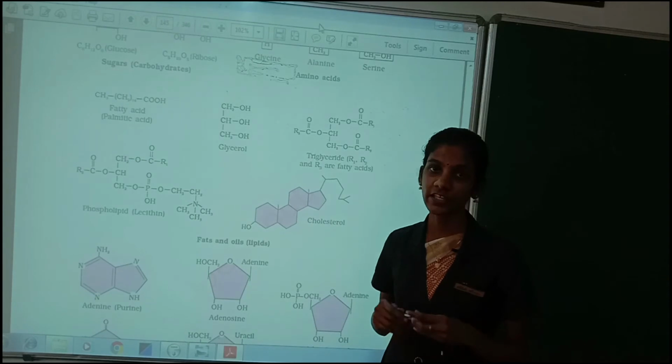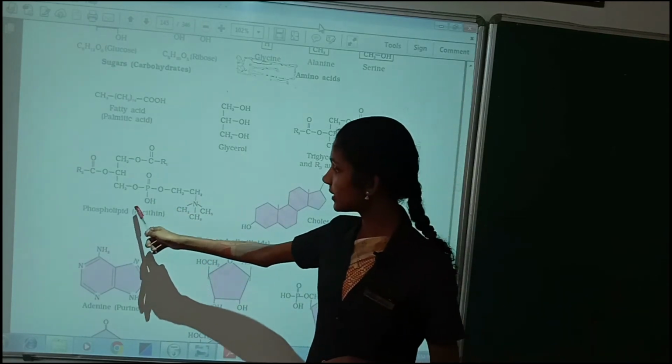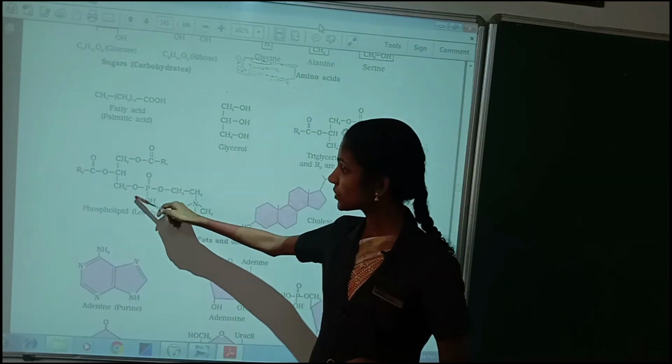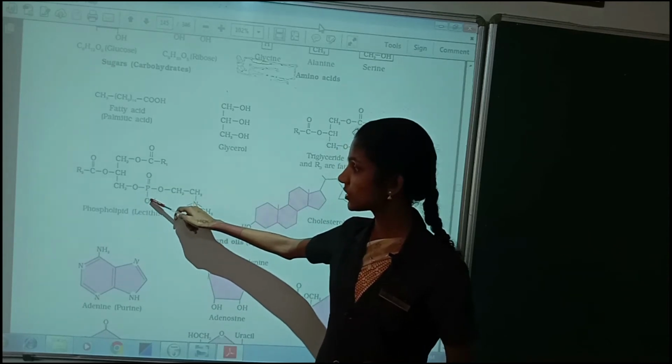Certain lipids may have either phosphorus or phosphorylated organic compound in it. Such kind of lipids are known as phospholipids. Here you can see a lecithin, it is a phospholipid. In this position you can see a phosphorus, isn't it? ഈ റീജിയനിൽ നമ്മൾ എന്ത് കാണുന്നുണ്ട്?